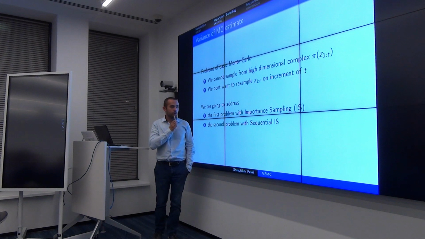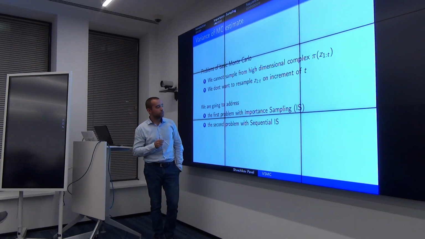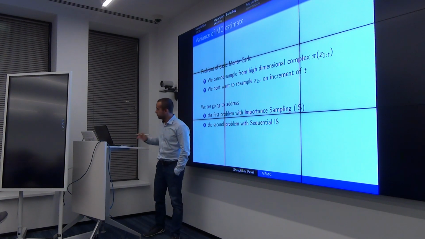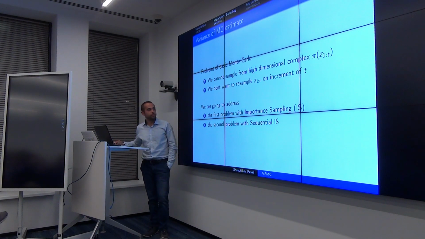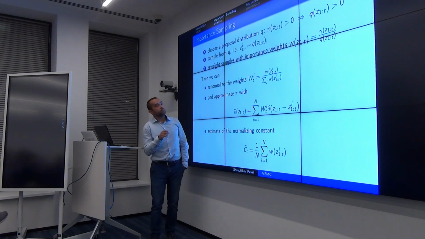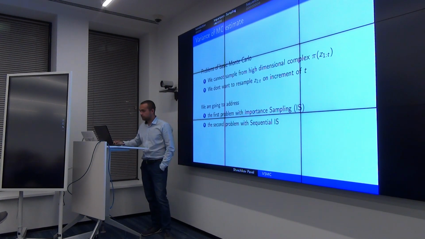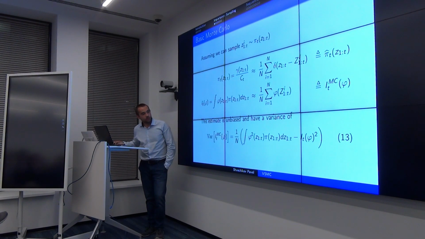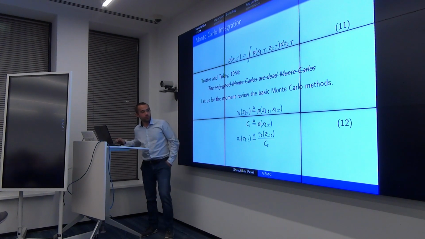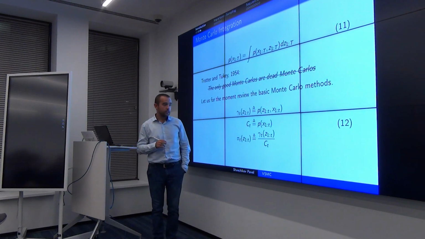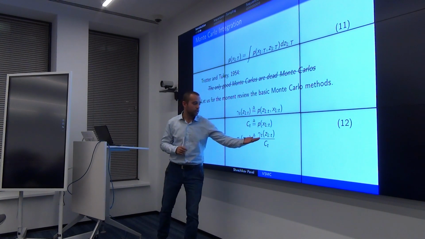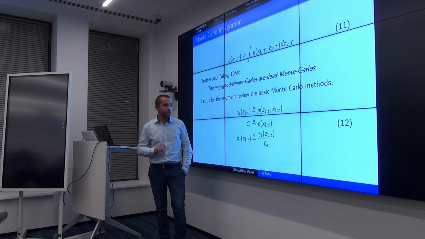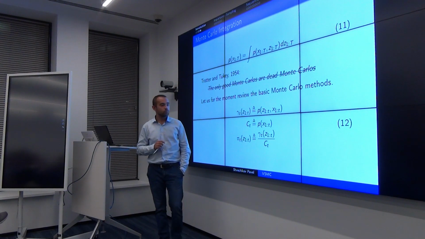The first problem we will address with importance sampling, and the second problem with sequential importance sampling. I will introduce each of them in a moment. But why can't we sample from pi, say by chain rule? Why isn't it efficient? Because it's very high dimensional, and we know it only with respect to some normalizing constant.